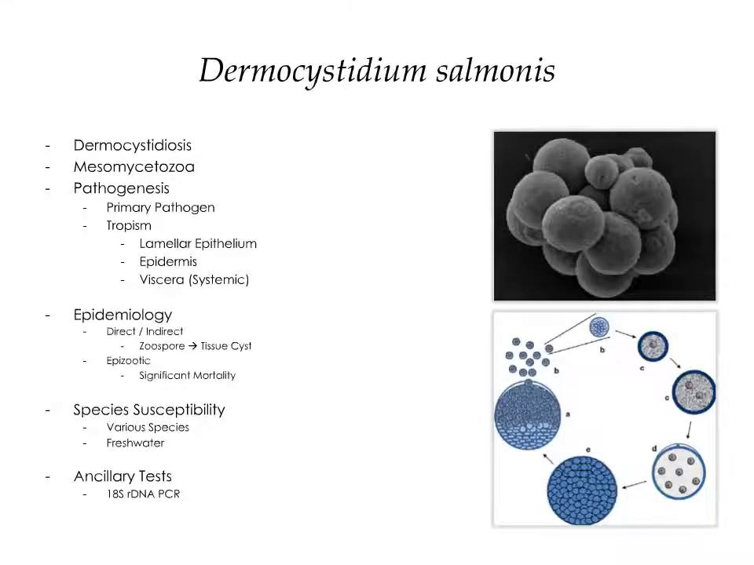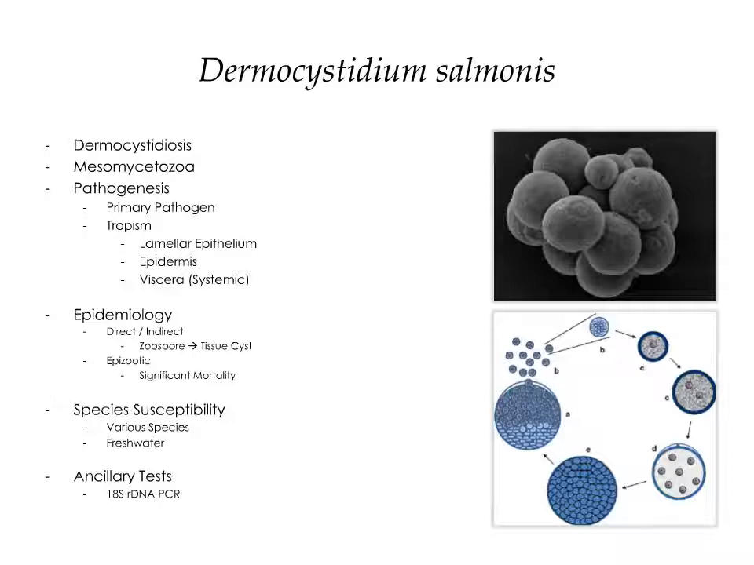Dermocystidium salmonis is the agent responsible for dermocystidiosis. This is a mesomycetozoan. It's a primary pathogen with a tropism for the lamellar epithelium and the epidermis. In cases of systemic infections, it can affect any of the viscera.